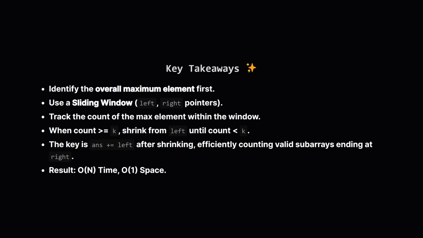Alright, let's quickly recap the main points. First, the problem simplifies significantly once you realize you only care about the single maximum value from the entire input array. The most efficient way to solve this is using a sliding window with a left and right pointer. Keep track of how many times the maximum element appears in the current window. When that count hits k or more, you know you have valid subarrays. The trick is to then shrink the window from the left side while the condition still holds. After shrinking, the value of the left pointer tells you how many valid subarrays end at the current right position. Add this left value to your total count. This whole process gives us a neat order n time solution using only constant extra space.